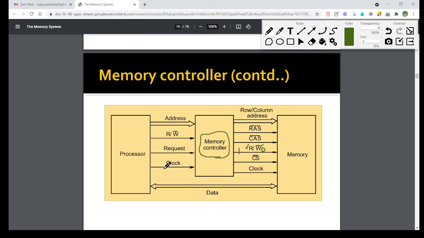And then the clock is maintained. The clock which is taken from the processor is given as it is from the memory controller to the memory. And the data is transmitted directly between the processor and the memory. And this is the explanation of the memory controller.